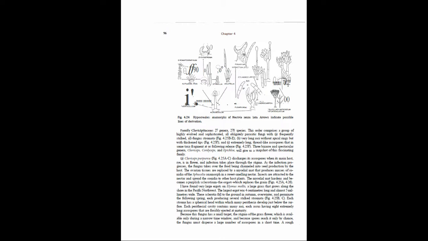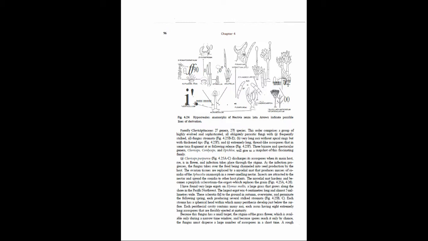I have found very large ergots on Elymus mollis, a large grass that grows along the shore in the Pacific Northwest. The largest ergot was 4 centimeters long and almost 5 millimeters wide. These sclerotia fall to the ground in autumn, overwinter, and germinate the following spring, each producing several stalked stromata, Fig 4.25b, c. Each stroma has a spherical head within which many perithecia develop just below the surface. Each perithecial cavity contains many asci, each ascus having 8 extremely long ascospores that are forcibly ejected at maturity.